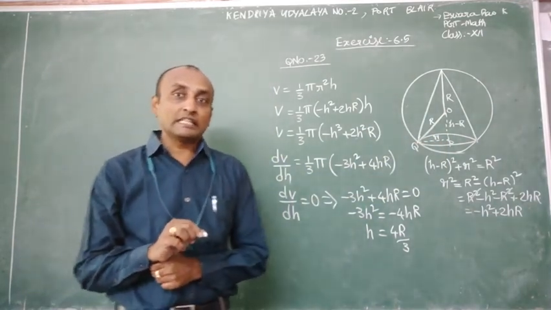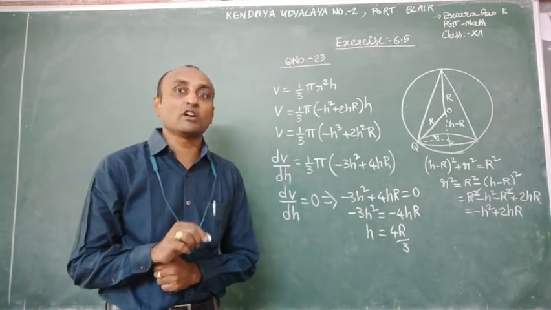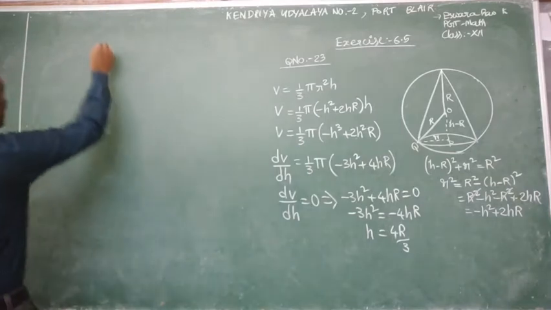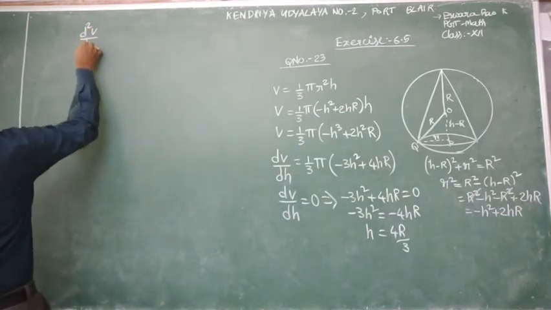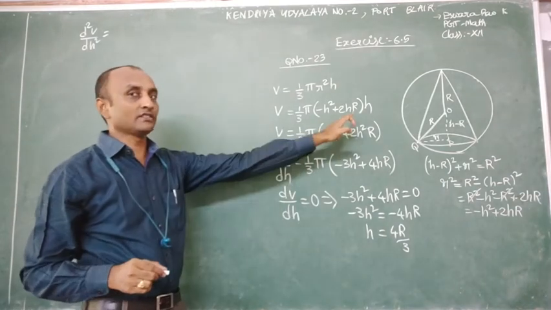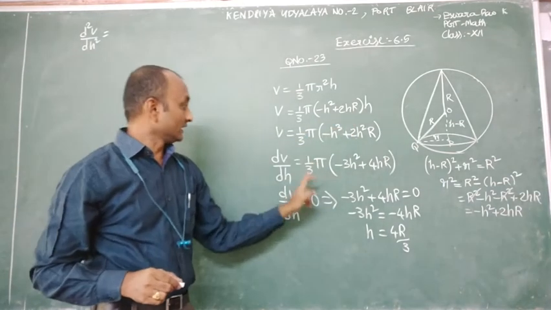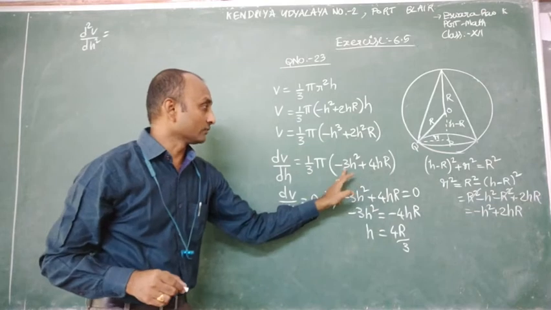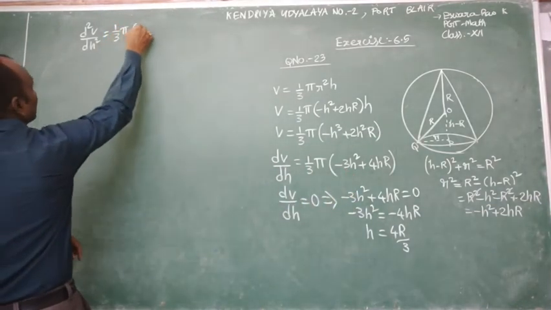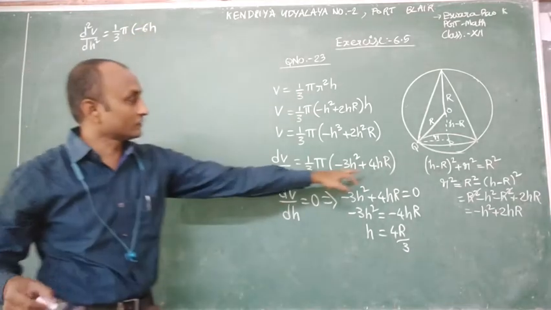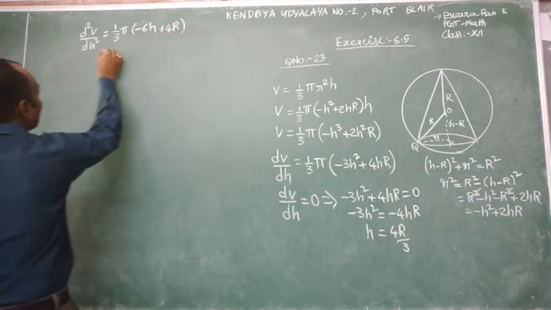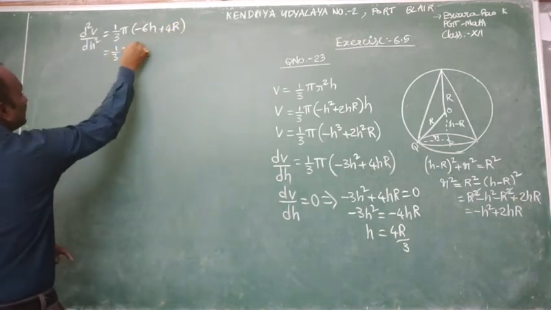But we have to say that this is a cone whose volume is largest. That means second derivative test is needed. What is the second derivative test? d square V by dh square. Here is the first derivative. So, differentiate this. Minus 3h square derivative, minus 6h. 1 by 3 pi into minus 6h plus 4h derivative is 4R, because h derivative is 1. 4R. So it is 1 by 3 pi into minus 6h plus 4R.